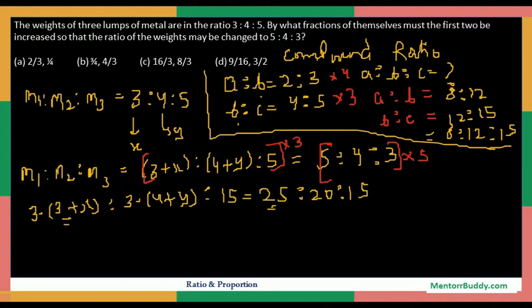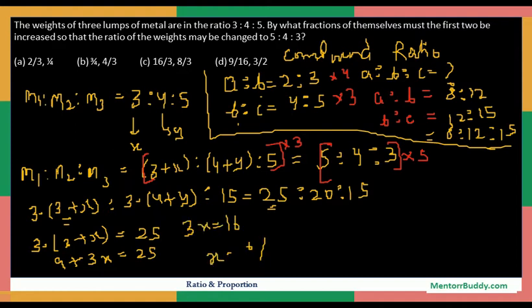So this will become 3 into 3 plus x equals 25. So this will become 9 plus 3x is equal to 25. So 3x is equal to 16 and x will be equal to 16 by 3. This is the value of x.